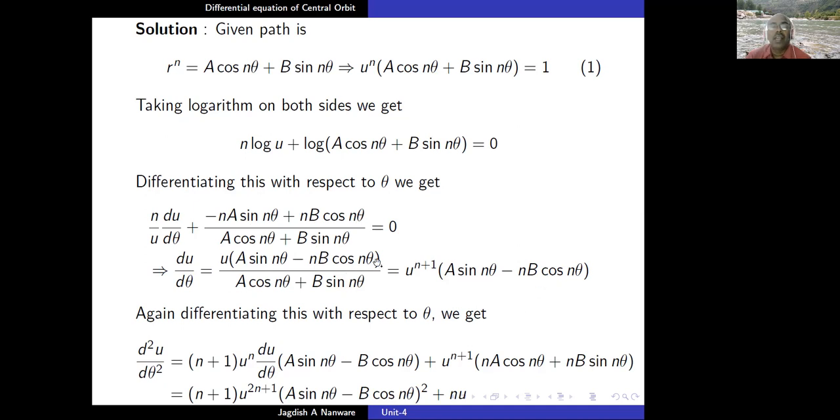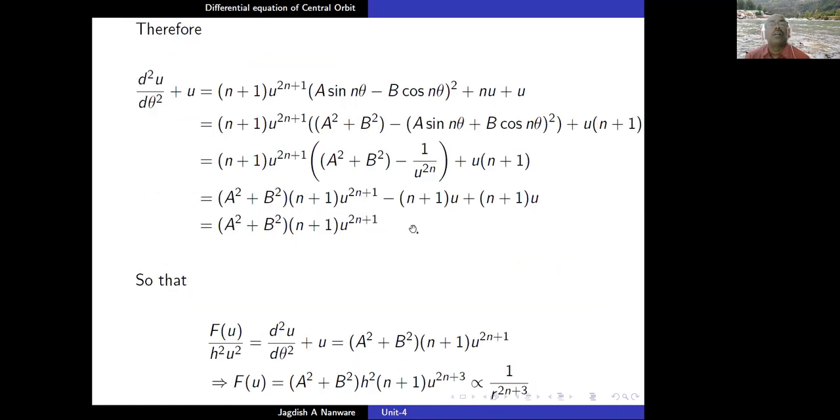Again differentiate this with respect to theta to get the second derivative. Take the first function, take this as the second function and use the product rule. You will get this relation. Then consider the sum of these two terms. After putting, see the calculations in detail, you will finally get this. And using this differential equation or formula to find the law of force, we have this. So substitute the values and simplify.